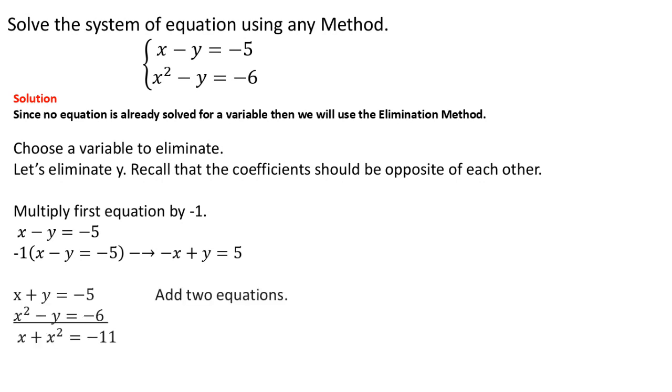So let's go ahead and add these two equations together. -x plus y equals 5, and x squared minus y equals -6. So when I add -x plus x squared plus y minus y, the y's cancel or eliminate to 0. Then we have 5 minus 6 gives me a -1. So we have a quadratic equation again. So I move the -1 to the other side.